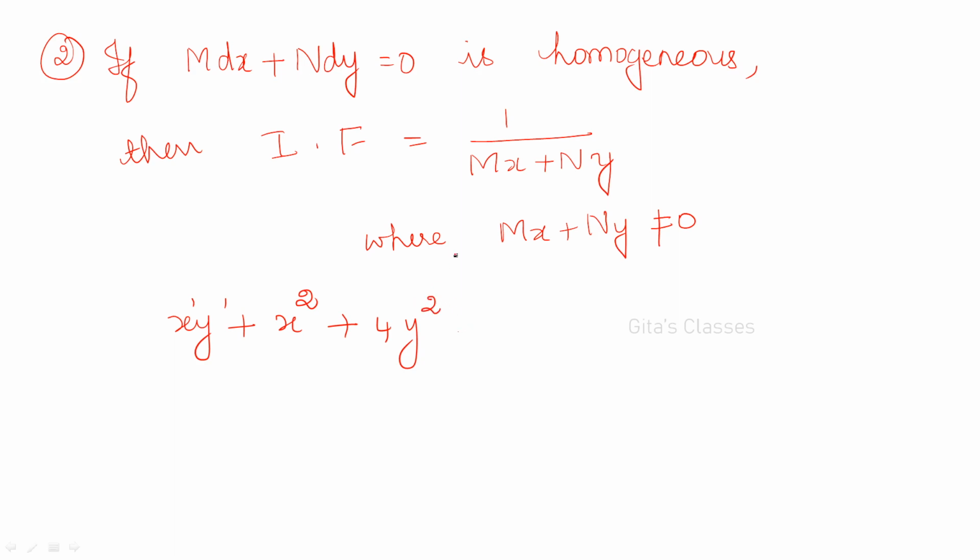Then it is homogeneous. If it is homogeneous, you can find the integrating factor as 1 by Mx plus Ny. We know what M and N are. Directly multiply M by x and N by y, add them and put it in the denominator. So 1 by Mx plus Ny, provided the denominator should not be 0, so Mx plus Ny is not equal to 0.